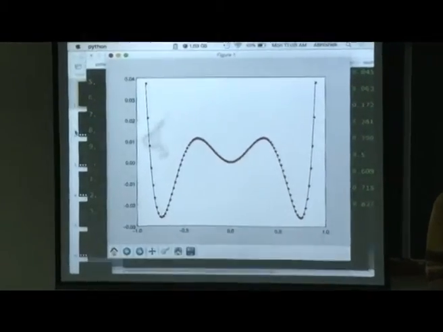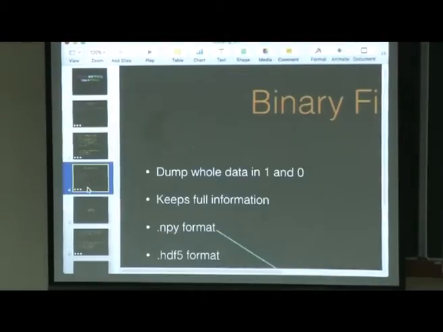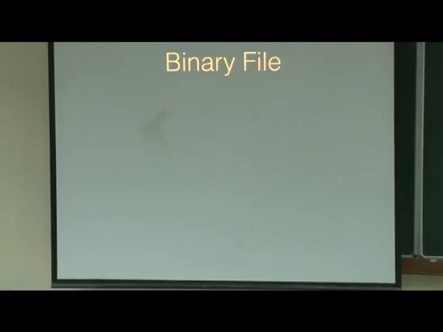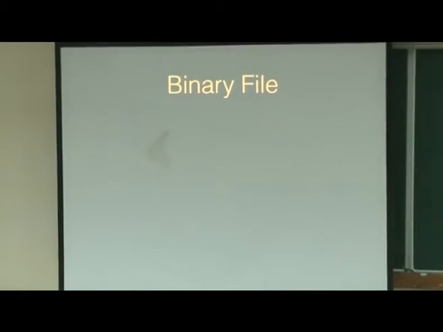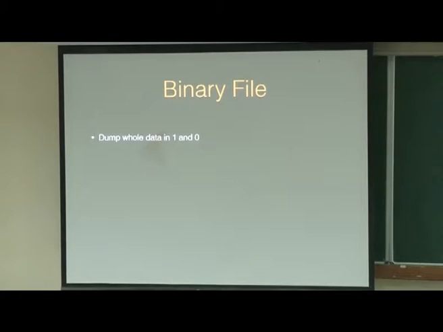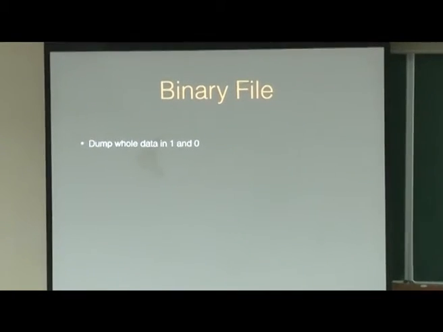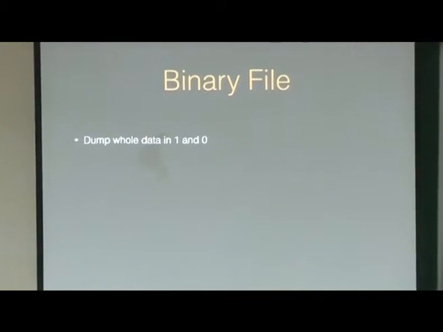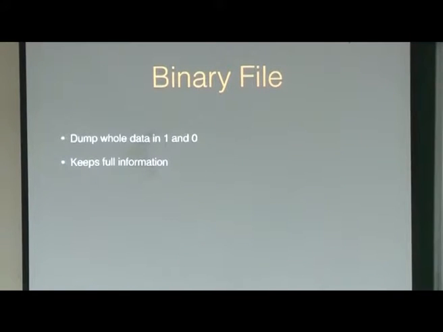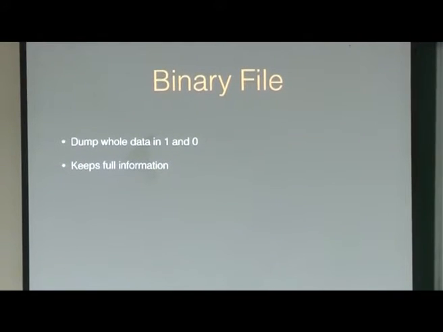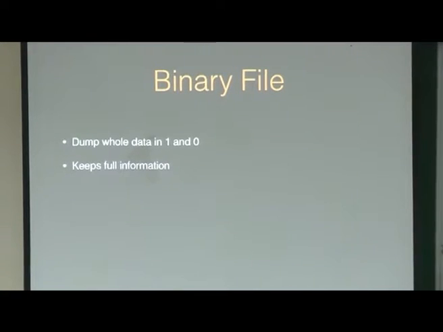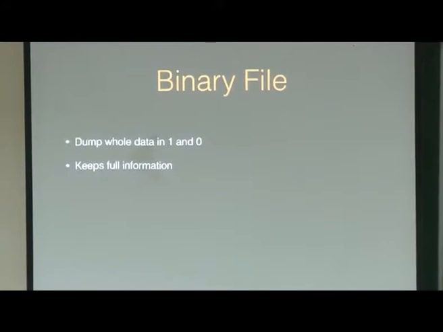Next is about the binary file. Another format is to write in a binary file. In binary it dumps the whole data in ones and zeros. Computers understand the binary system, so it writes everything in ones and zeros. It gives the full information of the data. I will give you an example to show how it gives the full information.